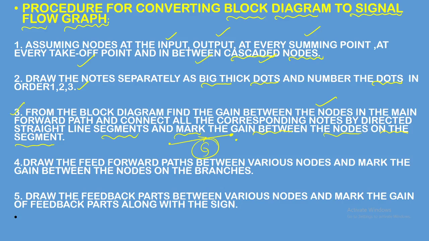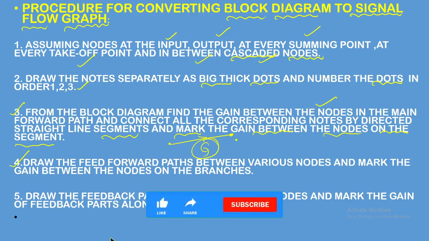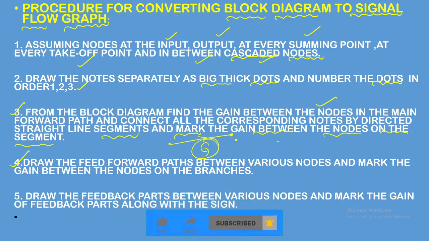Next, you have to check if there is any feed forward path between various nodes, and mark the gain between the nodes on the branches. So first you have to identify where the branches are connected. Let us take this example, G1 and G2, where this branch is connected. After that you have to identify the gains. As I explained in the previous point, with the direction arrows you have to represent the gain, that is G3 I have represented here.